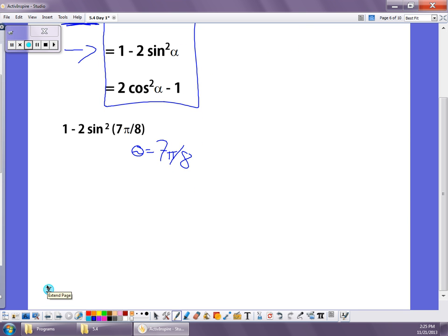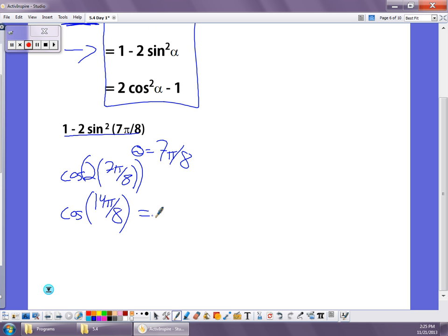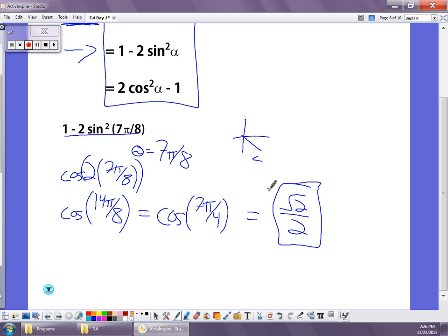So what we can do now is replace this with cosine 2 alpha, where alpha is 7 pi over 8. So you're going to get cosine of 14 pi over 8 just through multiplication. Now I'm going to simplify, cosine of 7 pi over 4. And we know anything over 4 has a reference angle of 45, so I know this is going to be root 2 over 2. 7 pi over 4 is in the fourth quadrant where cosine is positive. So root 2 over 2 is going to be positive, and that's our solution.